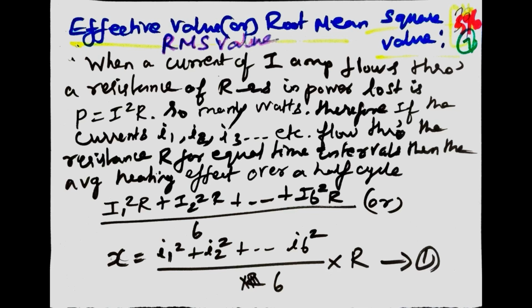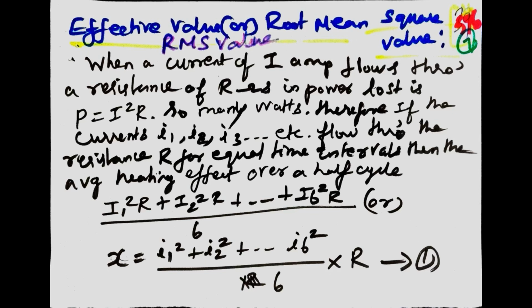Effective value, or root mean square value, or RMS value. When a current of I ampere flows through a resistance R, the power loss P is I squared R, that is power loss in watts. Therefore, if currents I1, I2, I3, etc. flow through the resistance R for equal time intervals, then the average heating effect over a half cycle gives a formula: power loss is I1 squared R plus I2 squared R plus etc. plus I6 squared R, divided by 6 for half cycle.